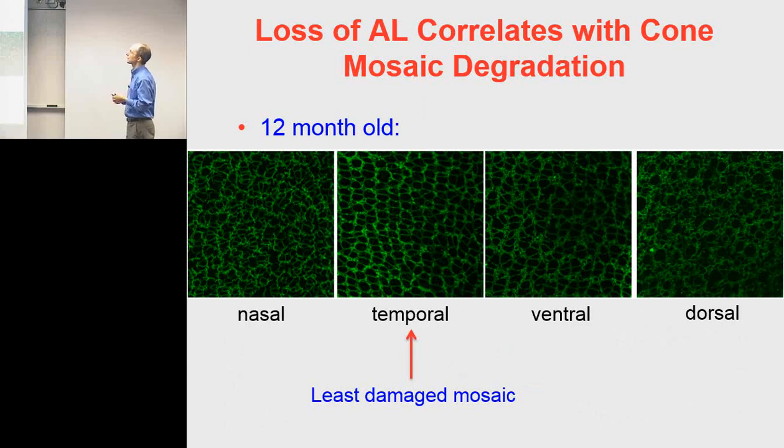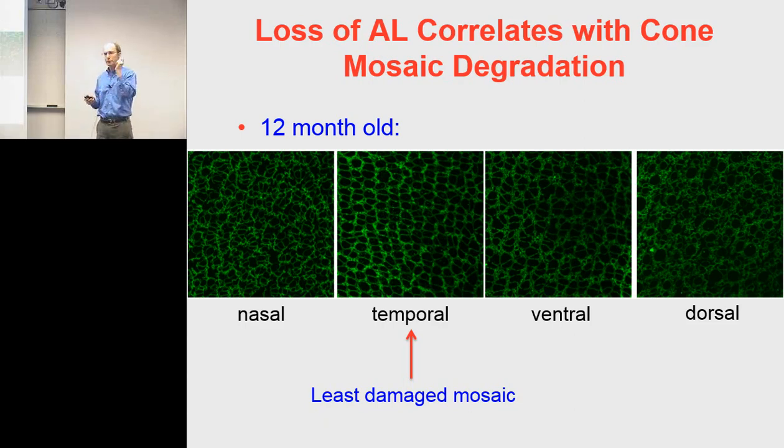And this is indeed what happened. So this is not the same fish, but it's a 12-month-old fish, so also elderly. And you can see that mostly the cells are arranged, the cell packing is a big mess. It's certainly not very regular. On the temporal side, where we think that there's still a bit of ligament left, there are still some hints of columnar order, although it's not very good. But basically, the loss of the annular ligament correlates with loss of the crystalline mosaic.